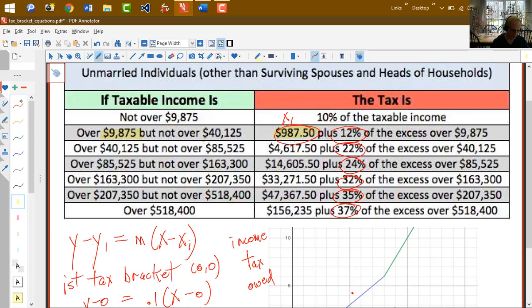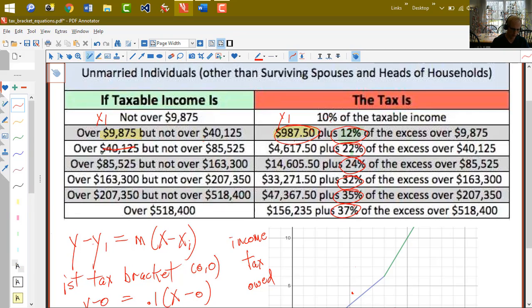This is my y1 for that tax bracket. So now we know pretty much all we need to write the equation of each little line segment. The slope for that tax bracket is 0.22, and the point is going to be, let's see, and I'm sorry, I have it reversed. This is x1, and this is y1.